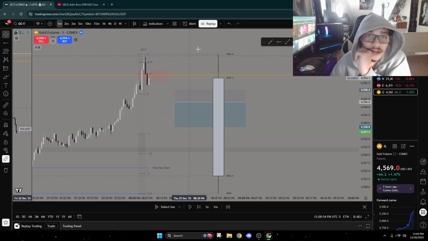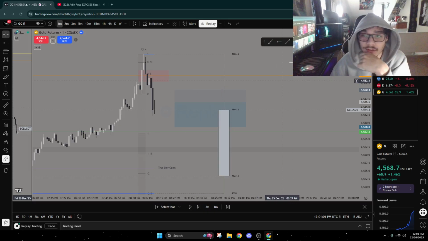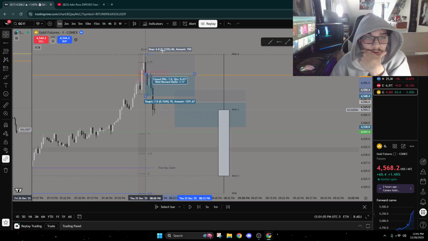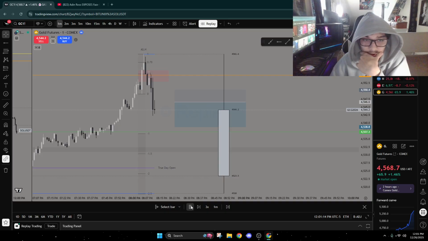So I was not really paying attention right here. I looked away for a second, and as you can see, we tapped the 0.5, and then we start getting dump. That was your ideal trade right here. Stops on top, targeting them lows. That was a good 1 to 7 right there. But what was the trade that I caught?